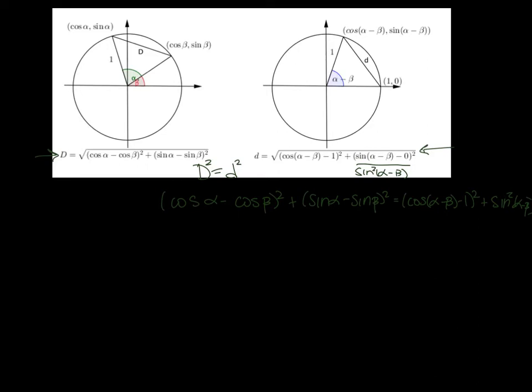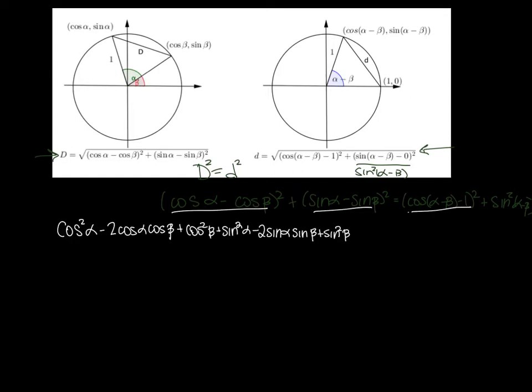So what I'm actually going to do is expand this and this and this. I'm going to write it out without the video going so that it doesn't take forever. But if you have questions or you get confused, please make sure to post on the discussion board. At this point, I have expanded both of these, and I get cosine squared alpha minus 2 cosine alpha times cosine beta plus cosine squared beta plus sine squared alpha minus 2 times sine alpha sine beta plus sine squared beta.